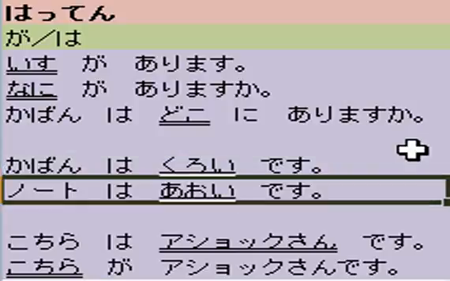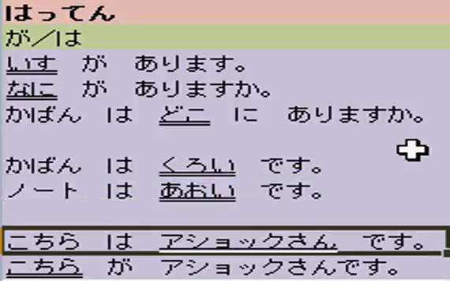The next one is Noto wa aoi desu. The same situation as the previous sentence. The notebook is blue in color. Clear?